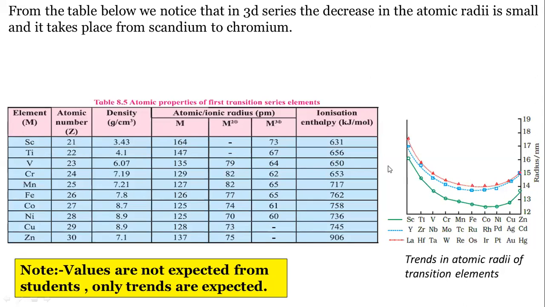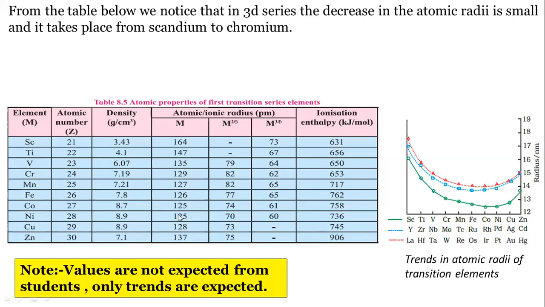With the graph also we can see here, scandium has a very high atomic radius. Then as we come to chromium, we see these values: 164, then 147, then 135, 129. So up to chromium we can see it suddenly decreases. Why is this decrease there? Because from scandium to chromium, the electrons are added in the same shell. So initially the atomic size decreases up to chromium, then it becomes constant up to copper, and in case of zinc it increases.